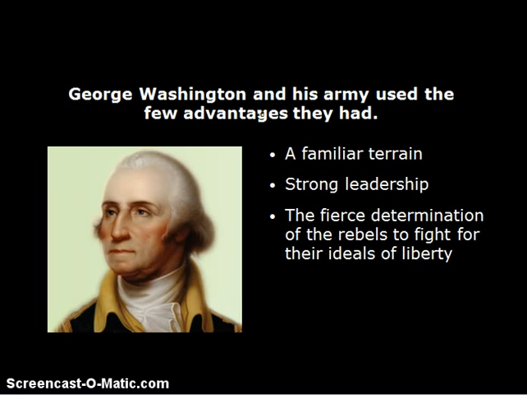And then the other thing is that they had this thought that they were fighting for something. They weren't just fighting to defend their homes or whatever. There was this ideal that they were fighting for. They wanted freedom.